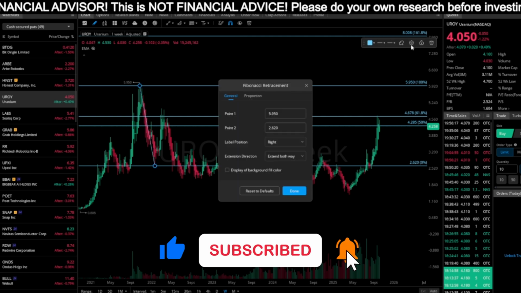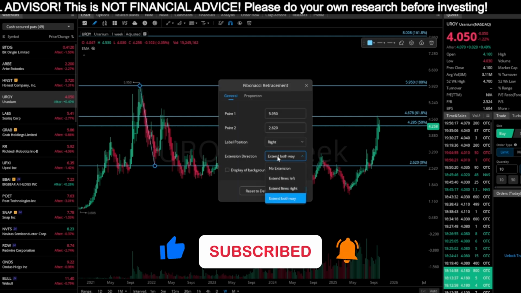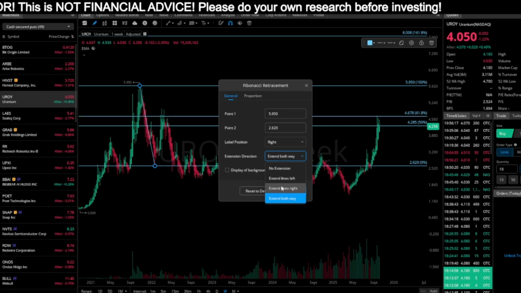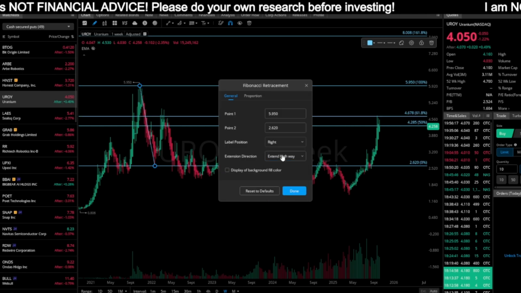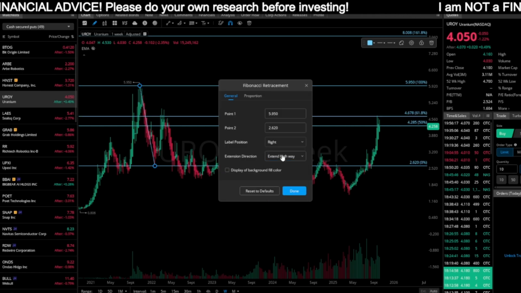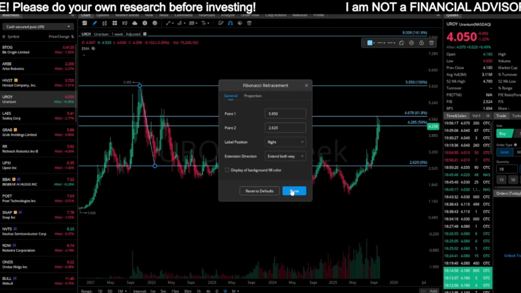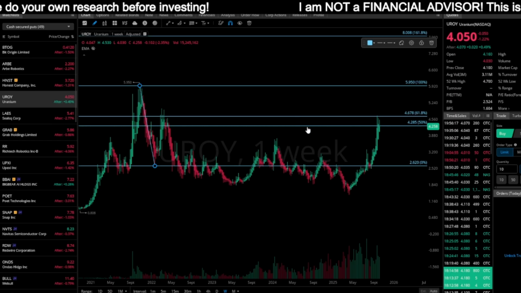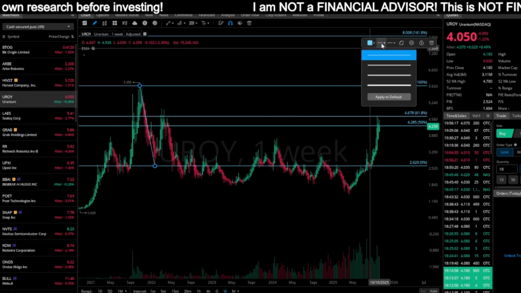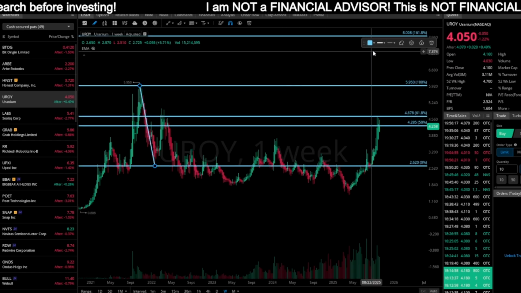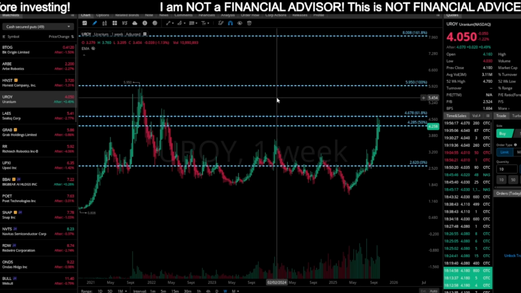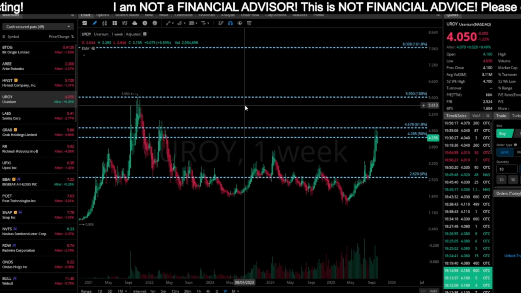Now, I believe you can also edit the settings here. I always do extend both ways. I think it defaults to the right side or to the left. I have to go both ways because it shows the levels from the beginning till the end, not just to the right. So that's what I like to do here for my fib levels. And I like to, A, make the lines a little bit thicker. And B, sometimes I like to make little dotted lines for the initial one that I make, and then I go off of it from there.